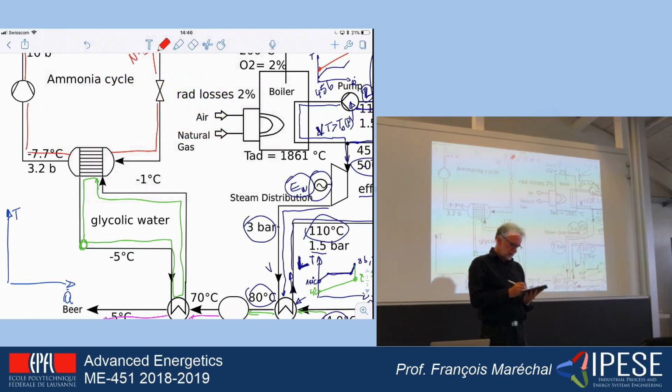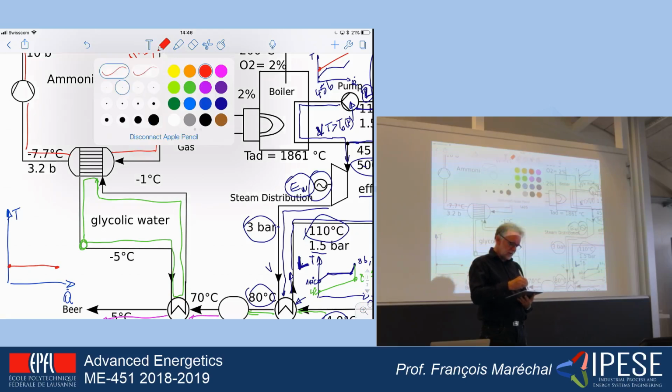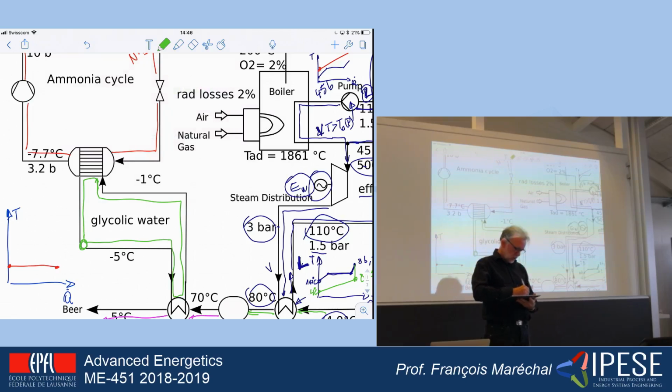The ammonia is going to, in this case, evaporate, so it will go at constant temperature like this, while the flow of glycolic water will come back at -1 here, -1, and will be cooled down to reach the same heat load at -5.